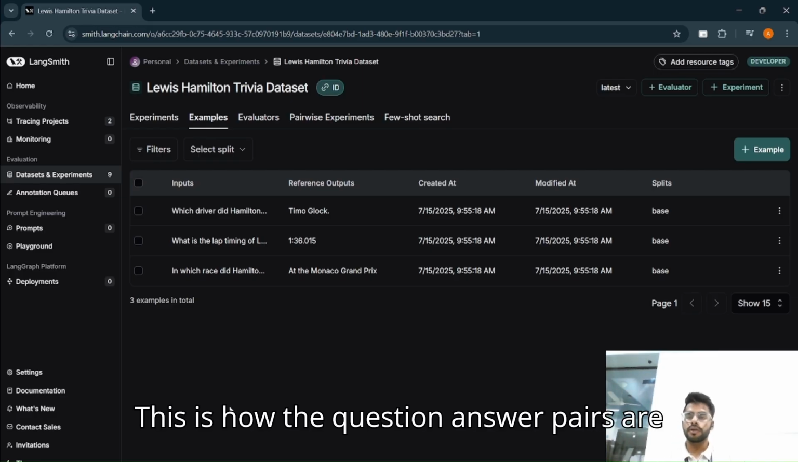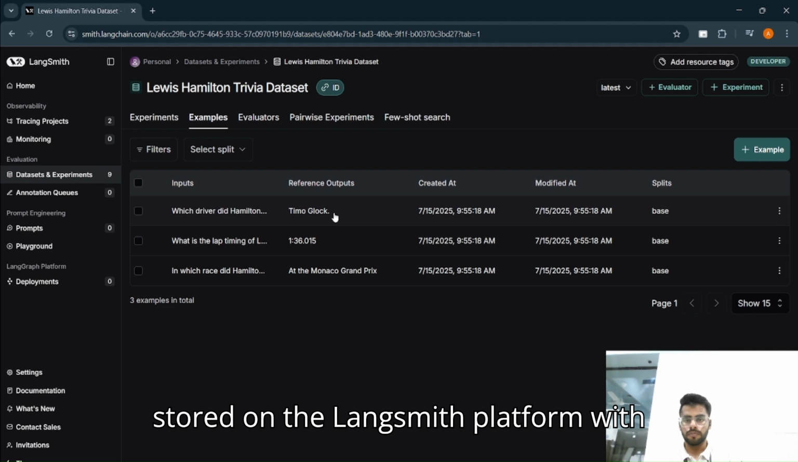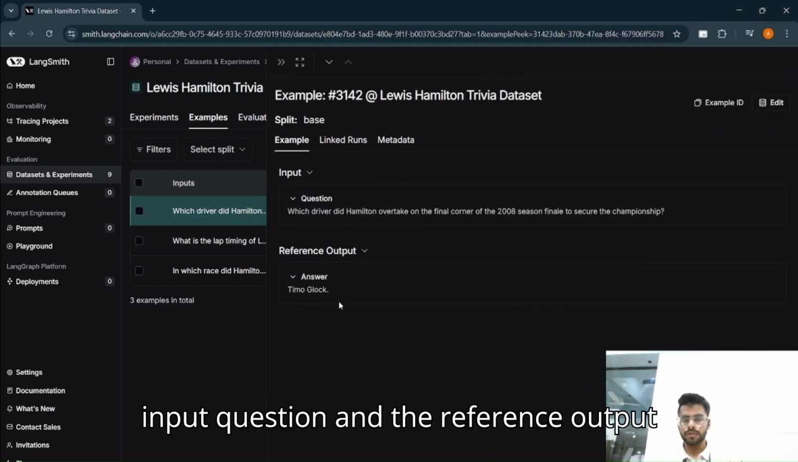This is how the question answer pairs are stored on the LangSmith platform, with the input question and the reference output which we have stored.